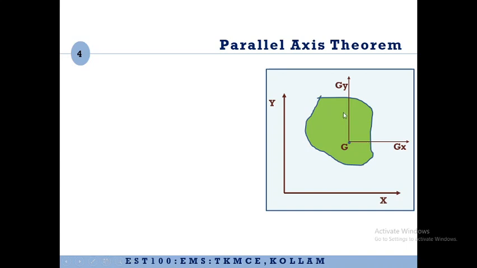So Gx and Gy are the centroidal axes, and the distance between the Gy axis and the y axis is x, and the distance between the Gx axis and the x axis is y. So again, another notation that we have to understand is that distance between the y axis is represented as x, and distance between the x axis is represented as the letter y.